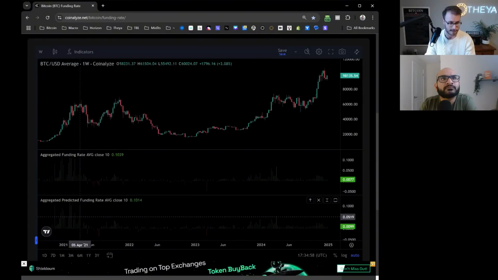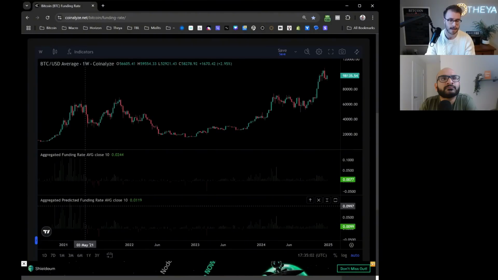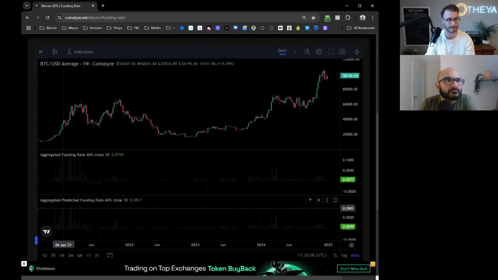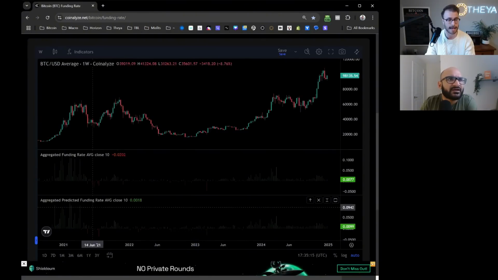Take a look at the funding rate back here in 2021. This is 0.1% paid out every single 8 hours from longs to shorts in order to play ball in Bitcoin. That's insane. The mean level is right around, wait, 0.008. Can you explain that?